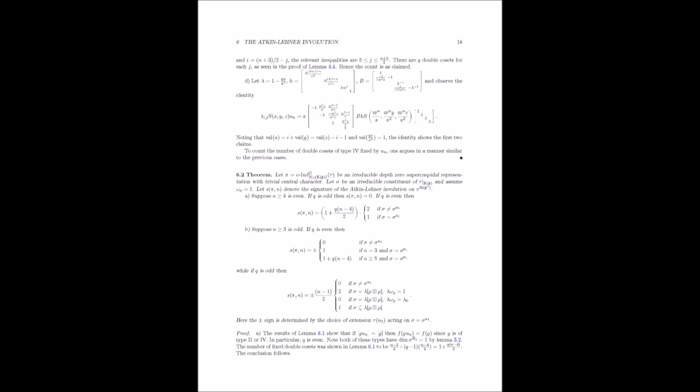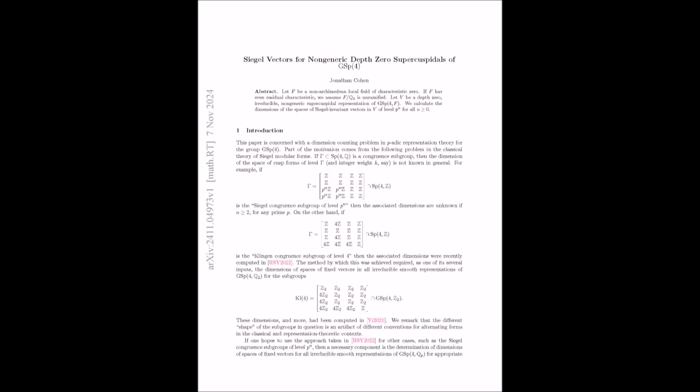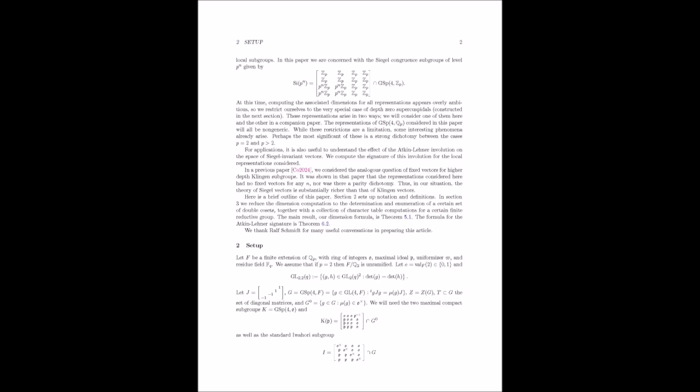Now, someone might be thinking, hold on, haven't we already figured this stuff out? Yeah, you might think that. But this paper tackles a problem that's still pretty wide open, figuring out the dimensions of spaces of fixed vectors. And these spaces are under the action of Siegel congruence subgroups, which even for specific representations like depth zero supercuspidals, we don't have all the answers. Right, because even though these depth zero supercuspidals are like the basic building blocks in this theory, getting those dimensions is, well, it's tricky. It really is.